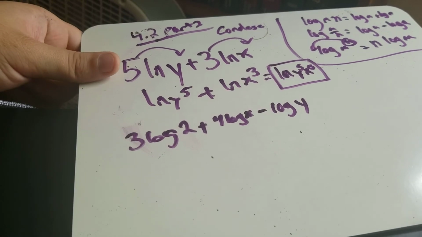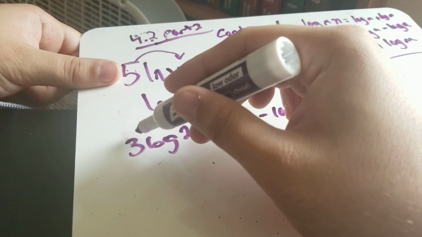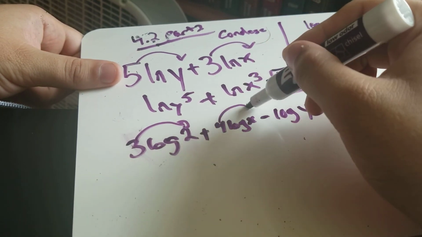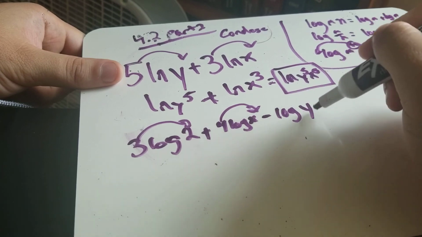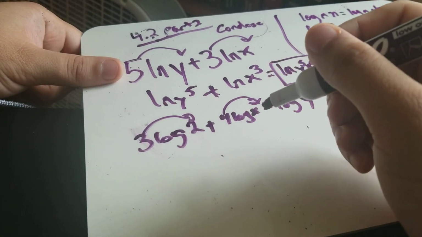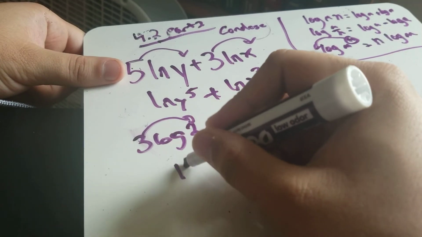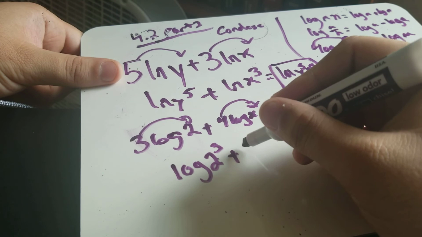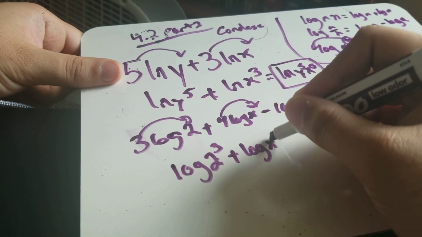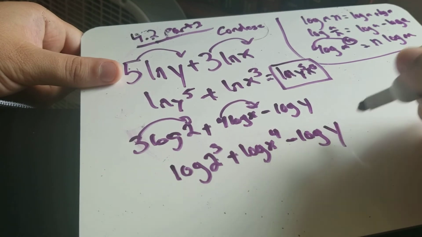All right, last one. Now there's 3 parts. That's okay. We can condense 3 parts. Let's first move any exponents up to the top. So let's move 3 up here, and let's move 4 up here. This one doesn't have one, so that's okay. So we got log 2 to the 3rd power plus log x to the 4th power minus log y.